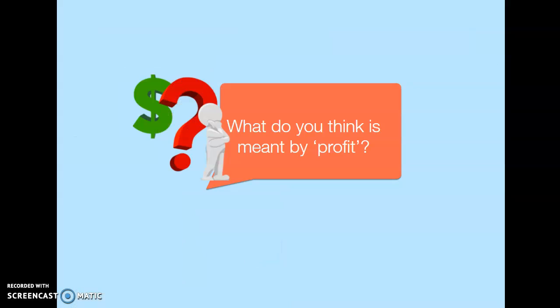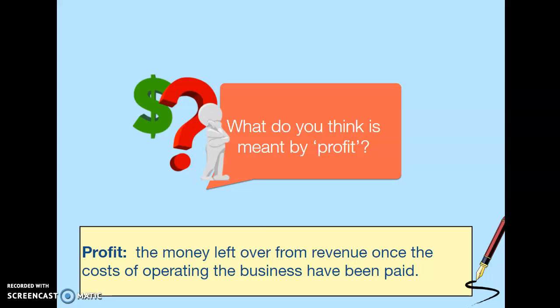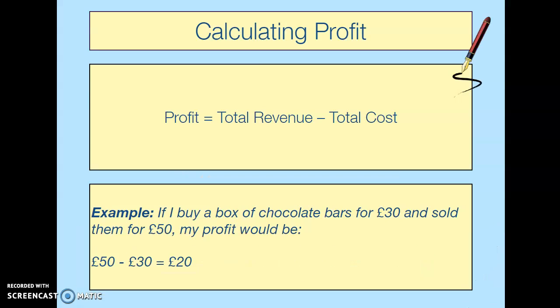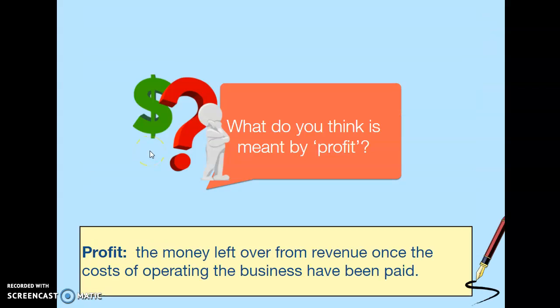Now what do you think is meant by the term profit? Profit is the money left over from revenue once the costs of operating the business have been paid. So what exactly does that mean? Please write down this definition, by the way. All this means is that the profit is found by identifying the total revenue and subtracting from that total revenue the total costs, and we're left with the profits. So it's the money that we are left with once we take into account the costs that the business needs to pay for.